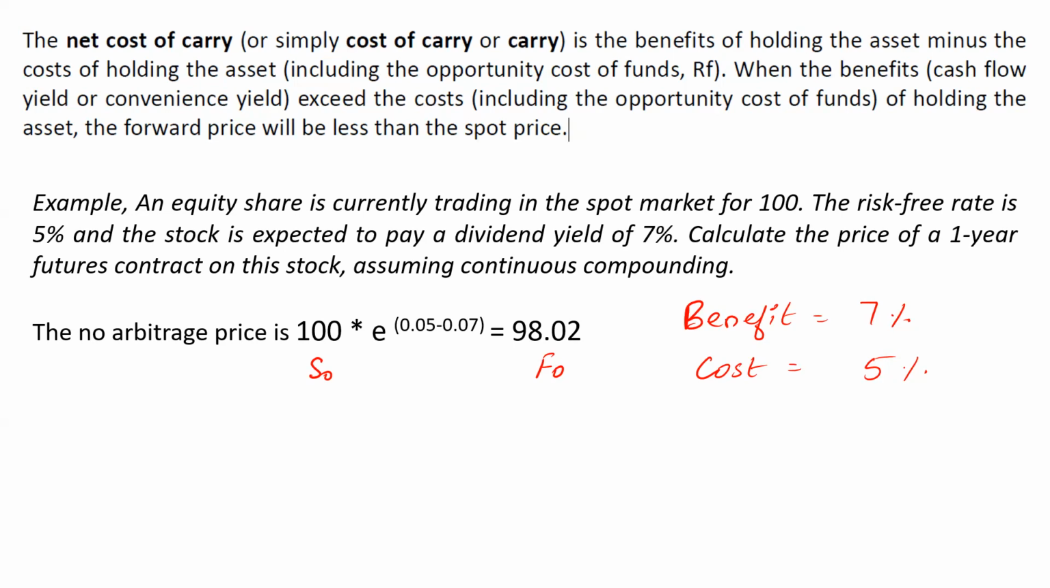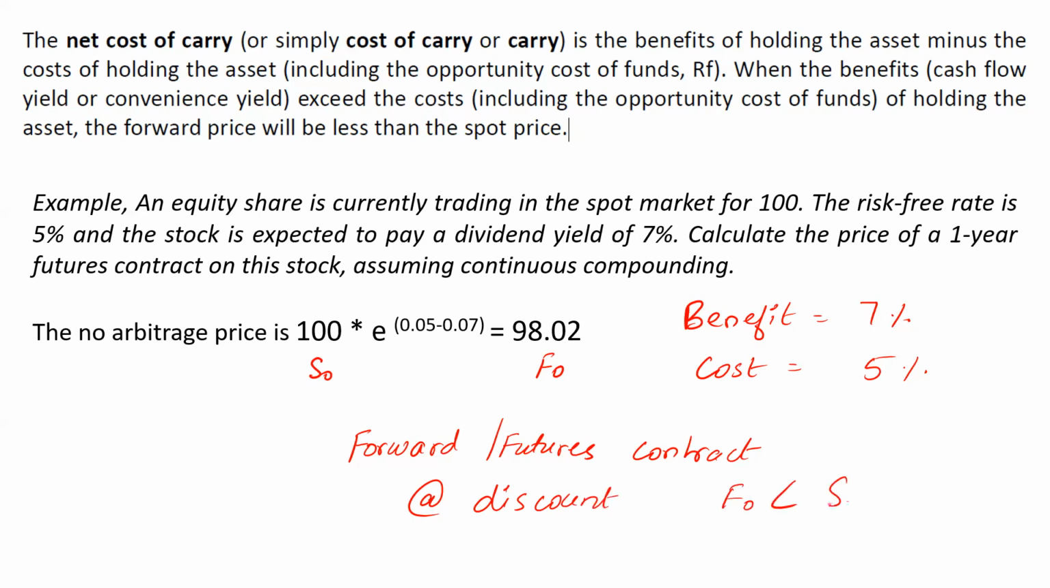So over here, we see the forward price is less than the spot price, or the forward price is lower than the spot price. Here we say that the forwards are trading at a discount. So the forward or futures contract is trading at a discount because the forward price is lower than the spot price.